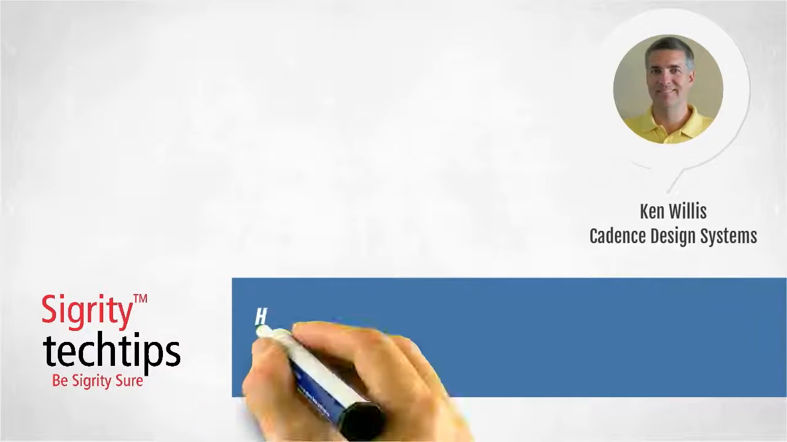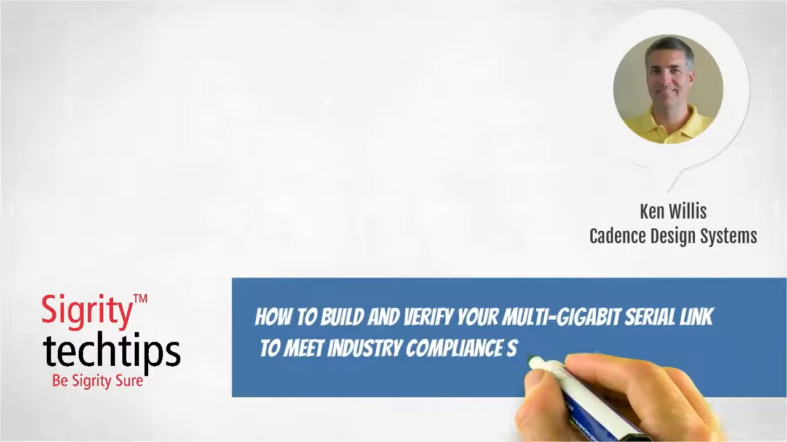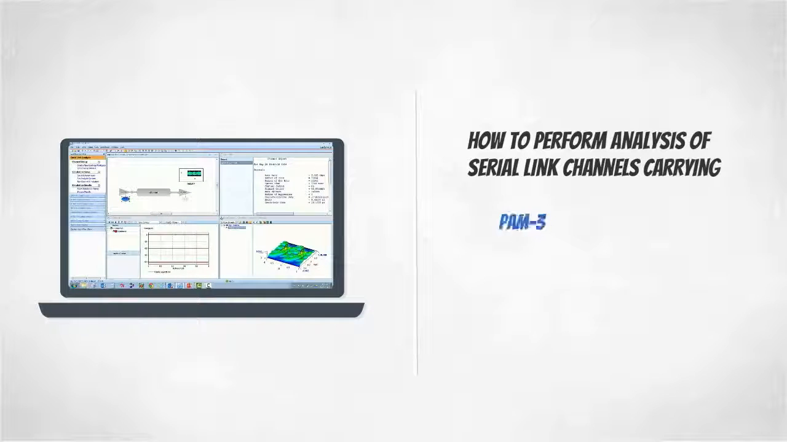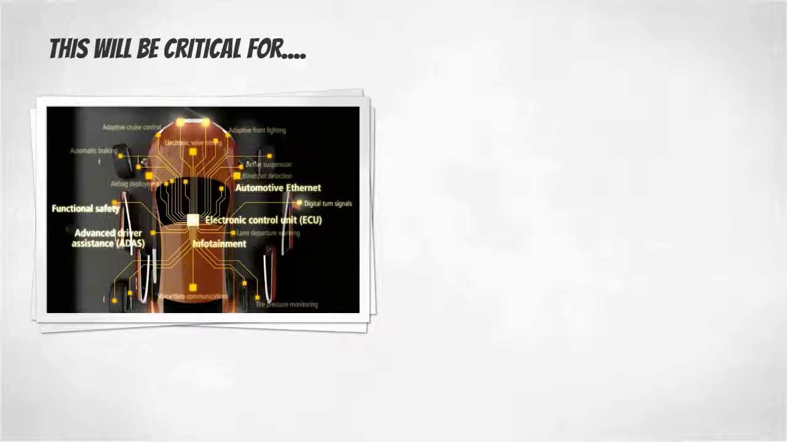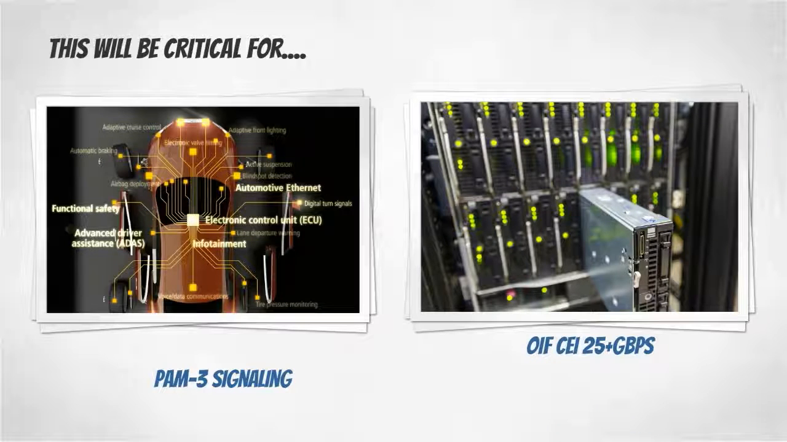Today we bring you another installment of how to build and verify your multi-gigabit serial link to meet industry compliance standards. Our video today will show you how to perform analysis of serial link channels using PAM-3 and PAM-4 signaling. This will be critical if you're involved in designs with automotive Ethernet, which uses PAM-3 signaling, or serial link interfaces such as Optical Internetworking Forum, OIF, or Common Electrical I/O, CEI 3.x interfaces, which use PAM-4 signaling.